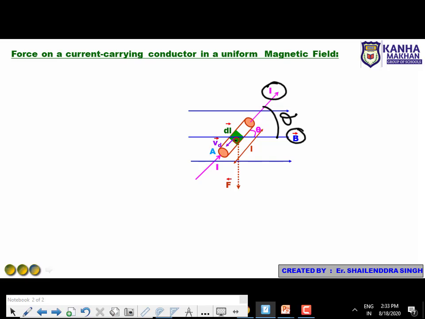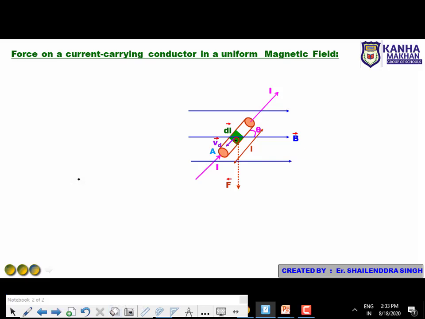I am choosing a small element dl, and inside that element, suppose a small charged particle, an electron, is moving opposite to the direction of the current, and its velocity of motion is known as Vd. What should be the direction of the force? It must be downward, because a negatively charged particle is moving in that direction. According to Fleming's left hand rule, the force is directed downward. So what should be the result here?